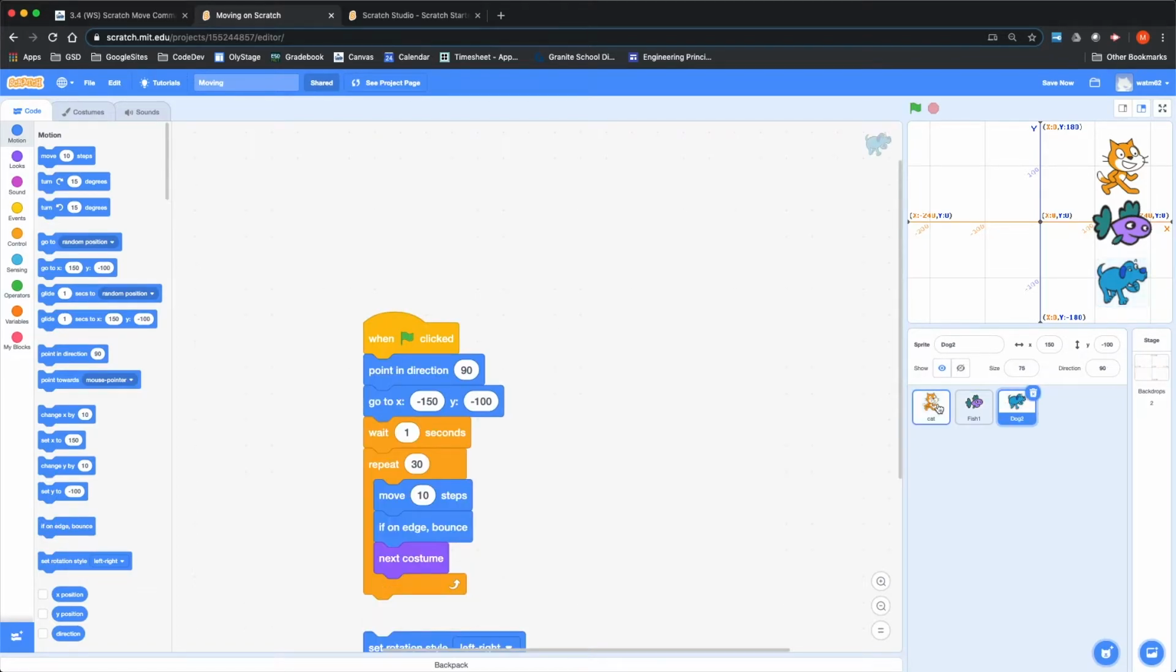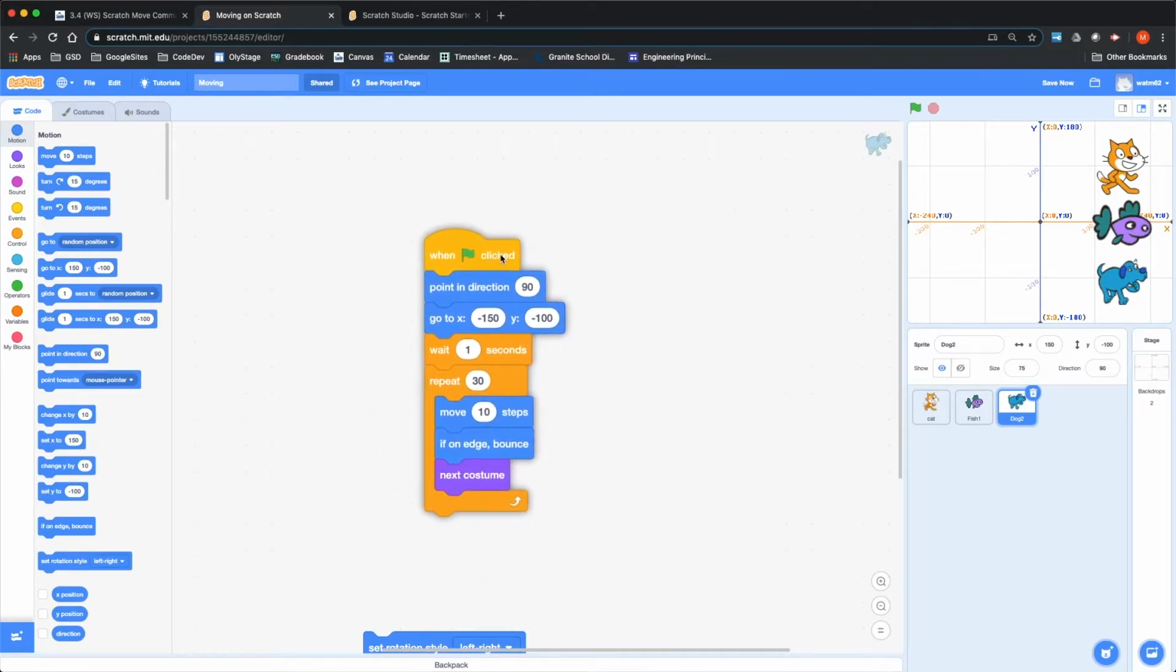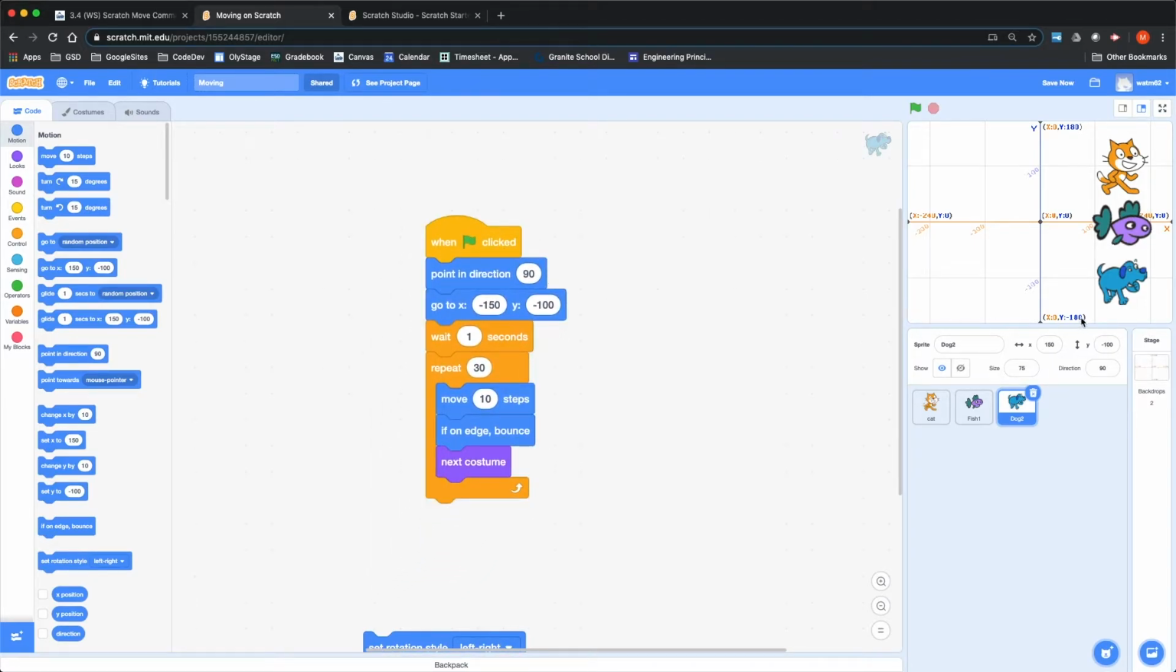Lastly, the dog. Its code, quite a bit different. Point in direction 90, that gets it facing to the right. Go to -50, -100, -150, -100 would be right there. Wait a second, and then this is a little bit different. Repeat 30, that means to do whatever's inside here 30 times. It's going to move 10 steps. Ignore this on-edge bounce for a moment, and then it's going to do a next costume.